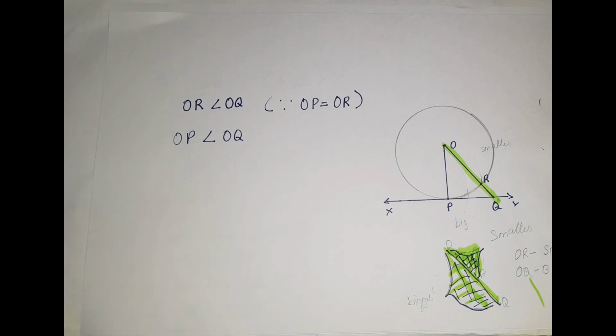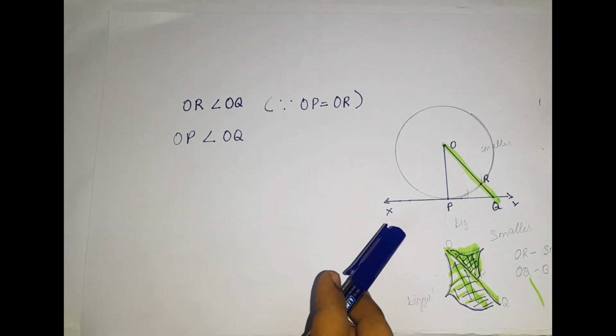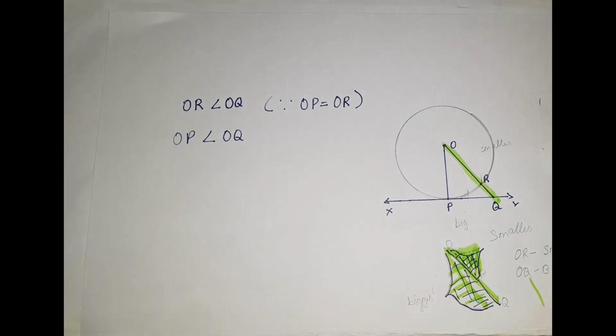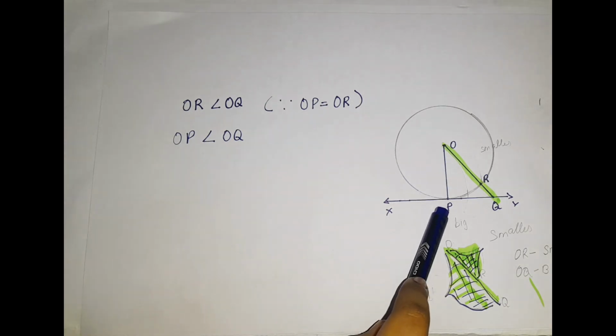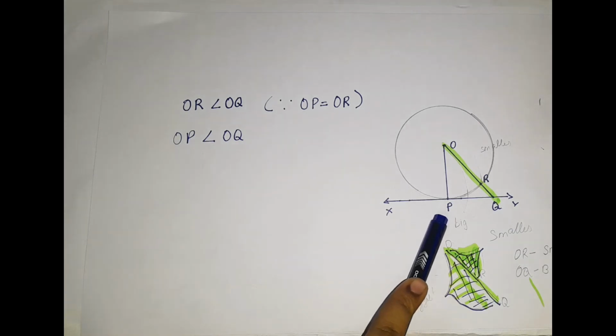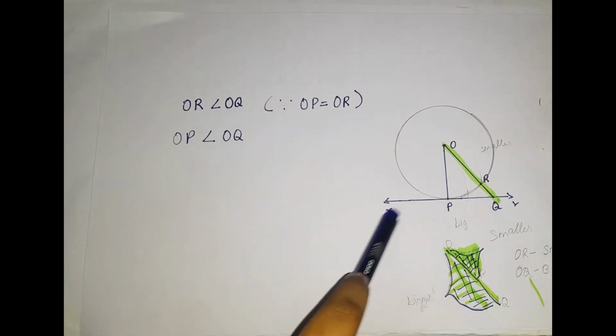Alright, so since OP is smaller than OQ, then we can just conclude that OP is perpendicular to XY. So what did I say in the starting? In the starting of the video, I told that if this side, that is the OP side, is smallest, then OP is perpendicular to XY. I just told something to remember till the end of your life. Am I right? So OP is perpendicular to XY.